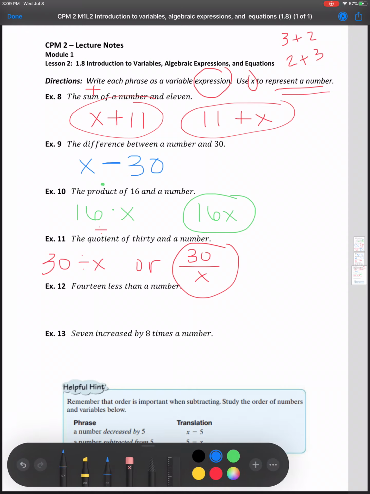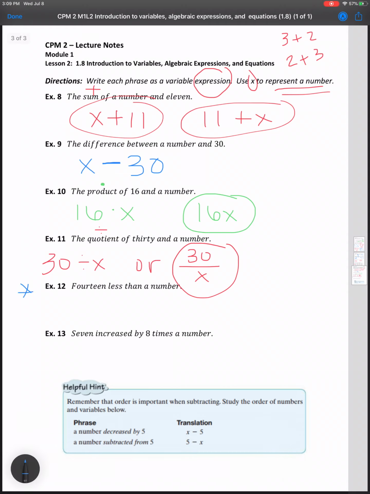Okay, example 12, 14 less than a number. So this is a tricky one. Let's just do something else real quick before we do 12. What if I ask you, what is 4 less than 10? 4 less than 10 is this, isn't it? 4 less than 10. Notice I said 4 first, but I wrote it second. That's how it is with less than. You will always write it in the opposite order you read it. So 14 less than a number really means that. 14 less than a number. So just be careful. This is a tricky one.